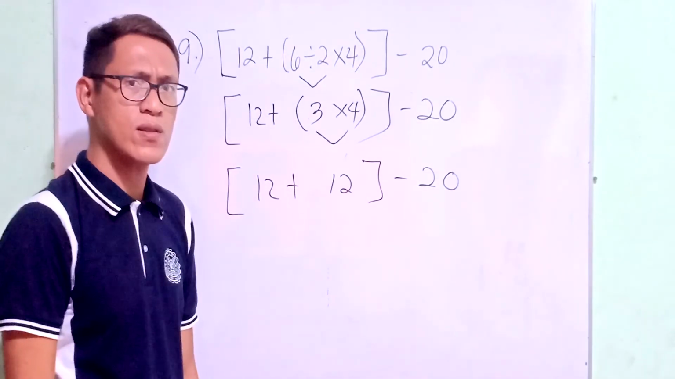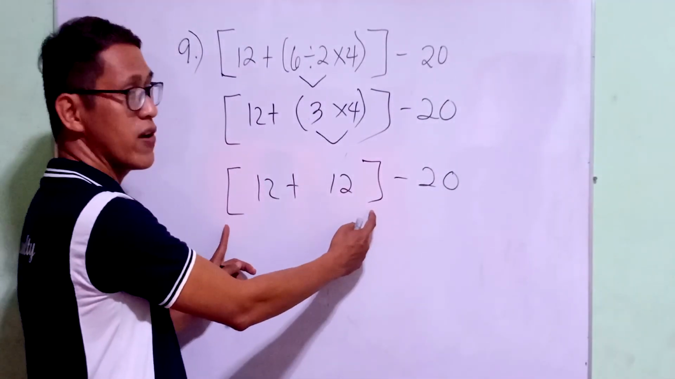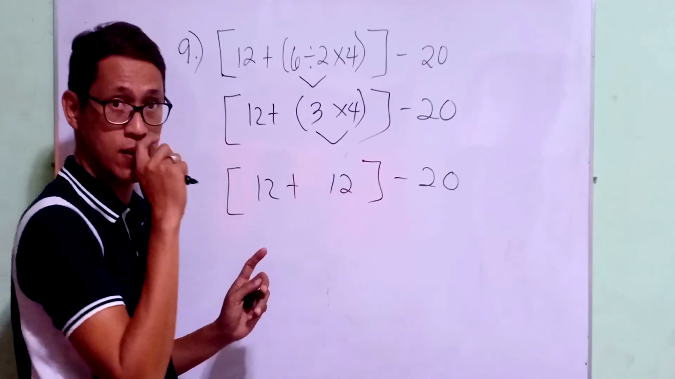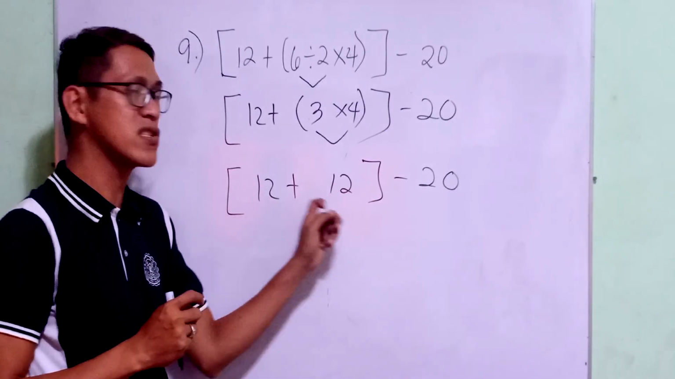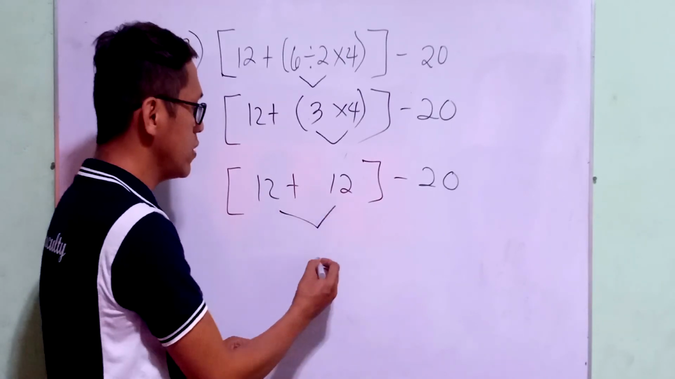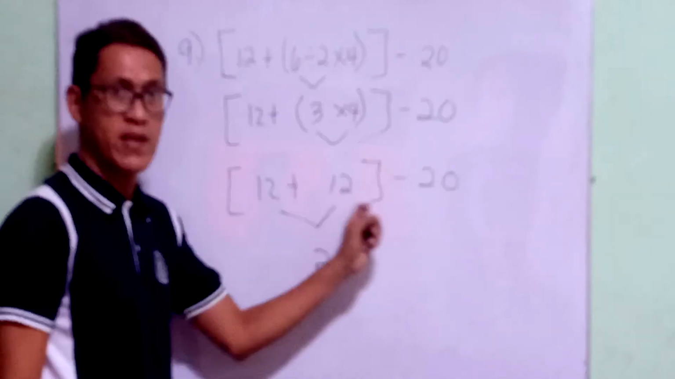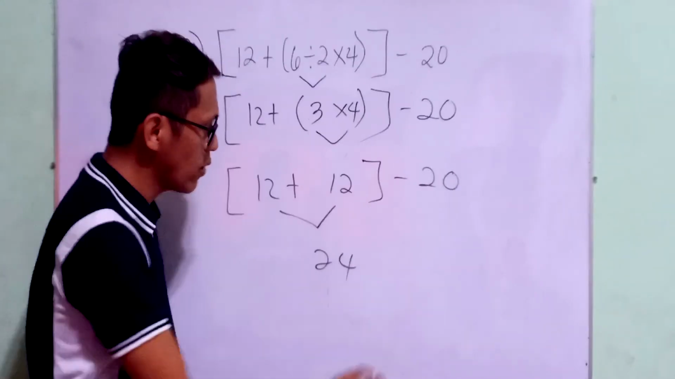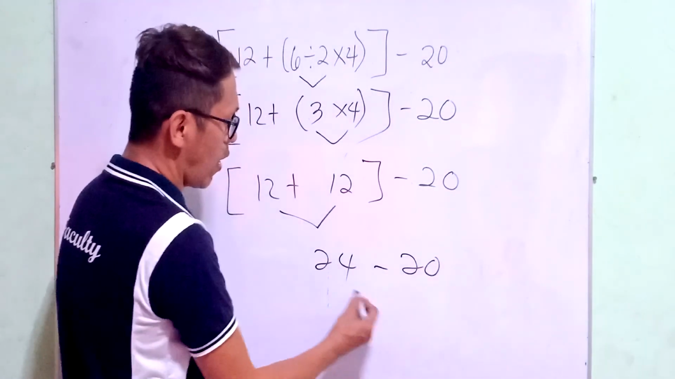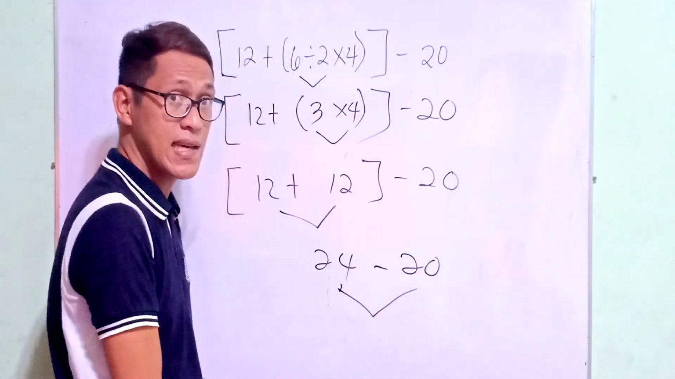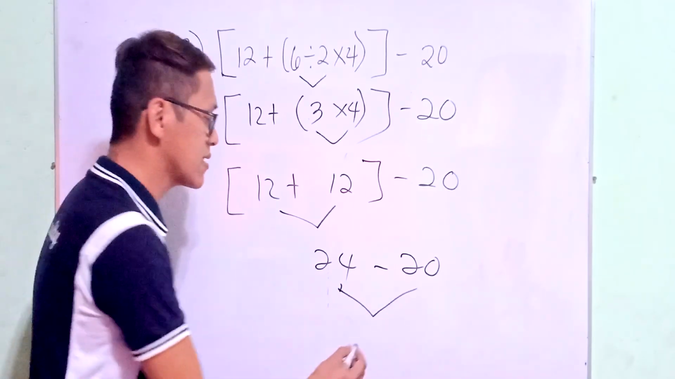So what do you think you do first? Yes, you have to perform, again, it's a grouping symbol. So you have to perform first inside these grouping symbols. So it's 12 plus 12. That will give you 24. So we can remove these grouping symbols now. Then lastly, what will you do? You subtract 24 and 20. So our final answer is, what's 24 minus 20? Yes, that's 4.